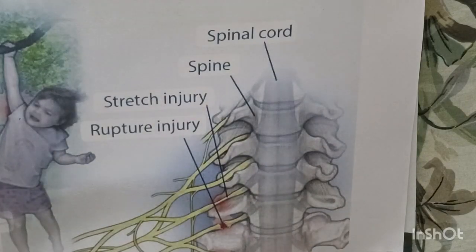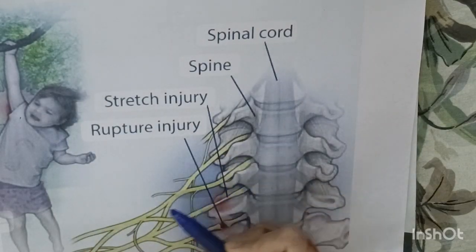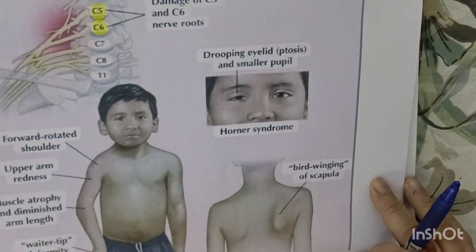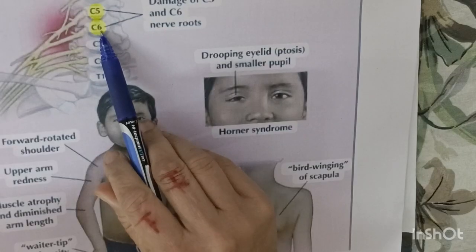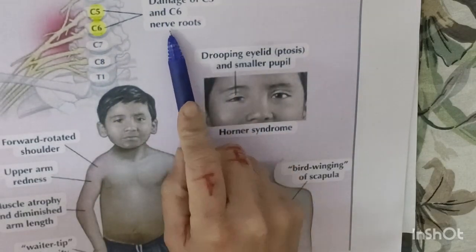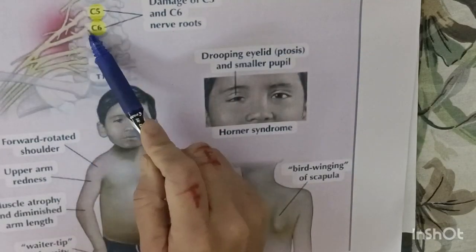Erb's palsy is the name given in cases of children who are born with breech delivery, where the neck is involved. In that case only, Erb's palsy takes place. So let us see this. When the child has Erb's palsy, the nerve root which is involved is the upper trunk, which is C5 and C6.